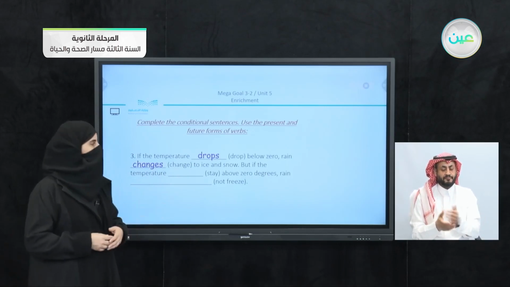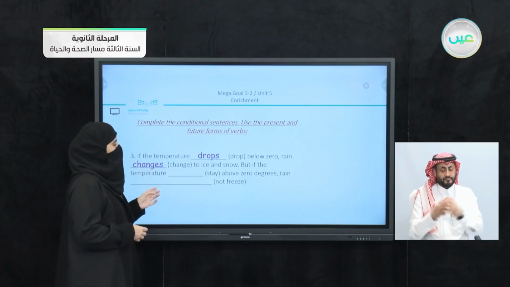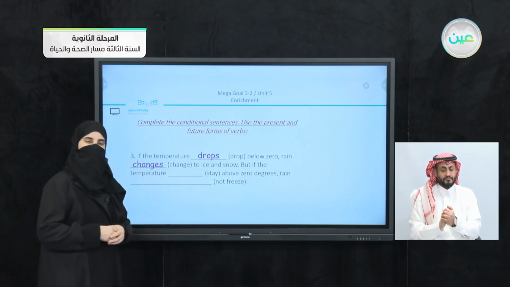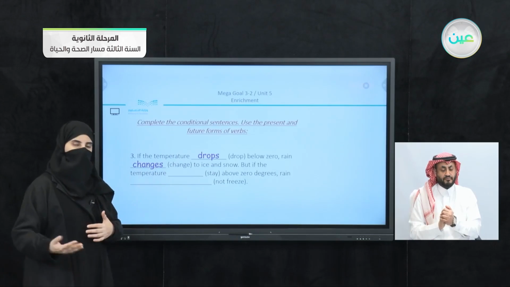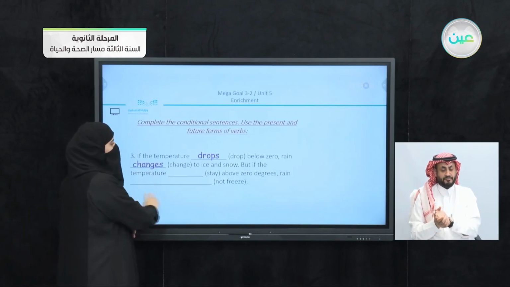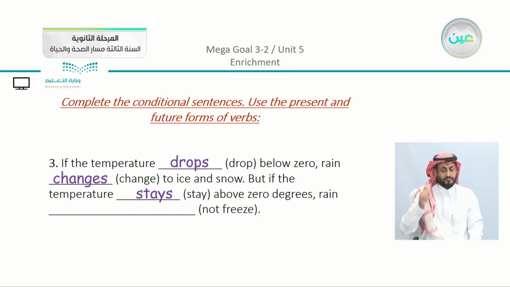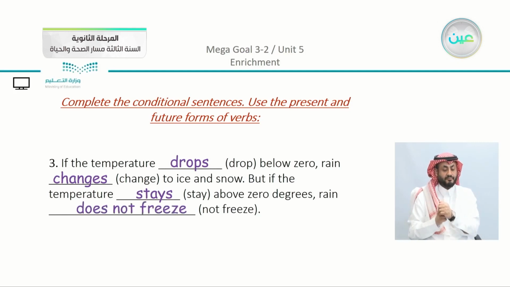Now let's complete it. "But if the temperature stay above 0 degrees." Now we are still giving a fact or information, so we say "stays above 0 degrees, rain not freeze." Remember, we canceled the idea of using the future because we are just giving facts here. And in this part we have a negative, so we have "does not freeze." Now see that in all the answers, or the blanks, we use the present simple, referring to zero conditional sentences.